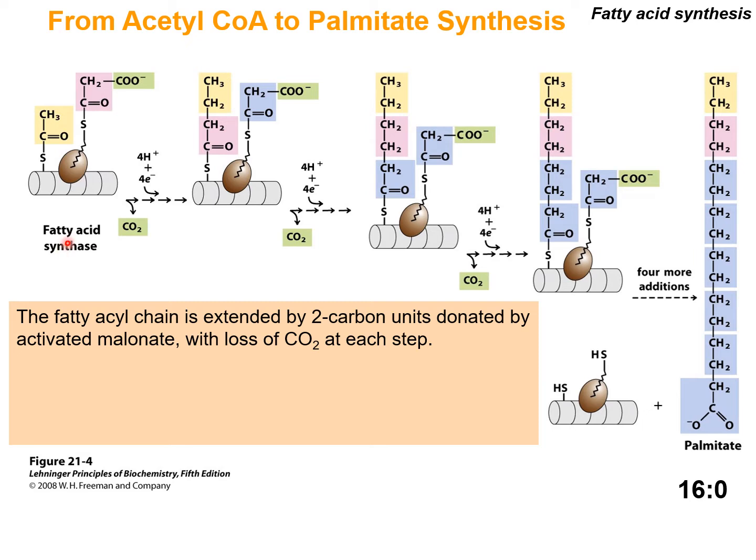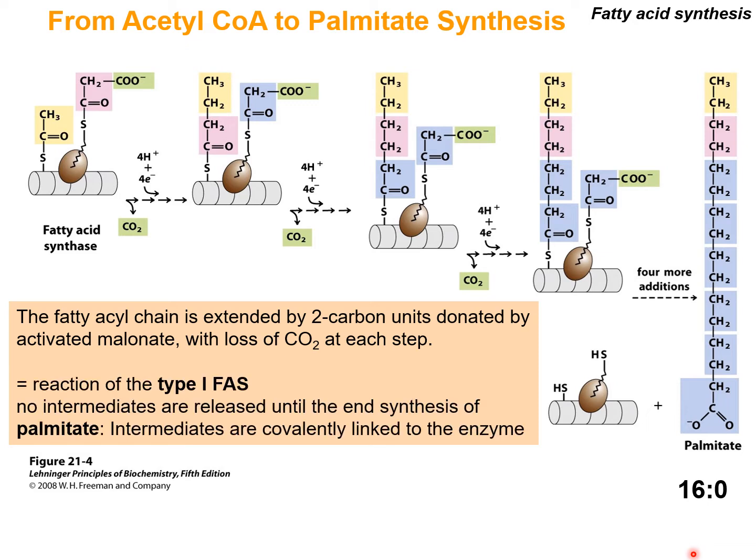And as you can see, this is our malonyl-CoA, which is donated here, and the hydrocarbon chain elongates. A new one comes in here, which will then be donated here. So you can see there's an elongation by 2 carbons at a time, and so on until we reach the full chain of palmitic acid of 16 carbons. This is done by, as I said, type 1 fatty acid synthase, FAS. There are no intermediates that are released until the end of synthesis of palmitate. So all of these intermediates are covalently linked to the enzyme.